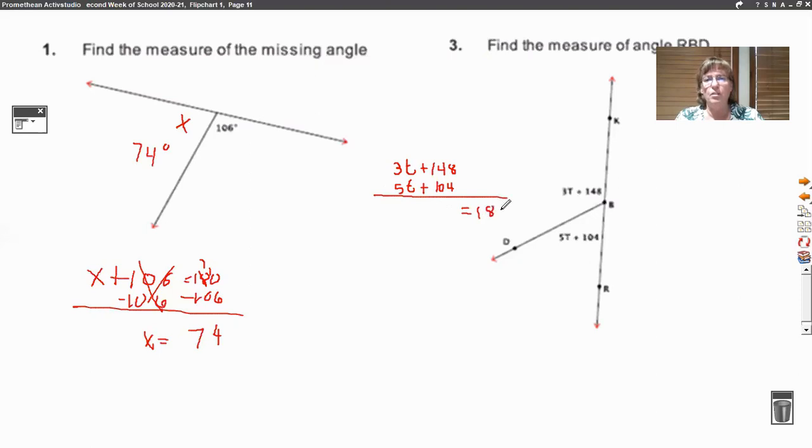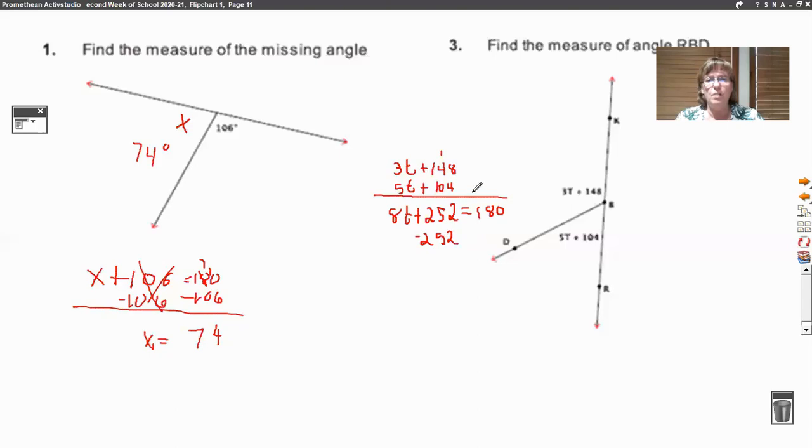So what I'm going to do is add these vertically, which makes it a little bit easier than having a long string horizontally. So 8 plus 4 is 12, carry down the 2, carry the 1, 4 plus 1 is 5, and 1 plus 1 is 2, and then 3t plus 5t is 8t. And then I want to get all my variables on one side, my constants on the other.